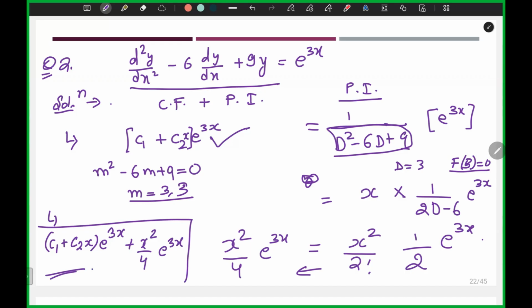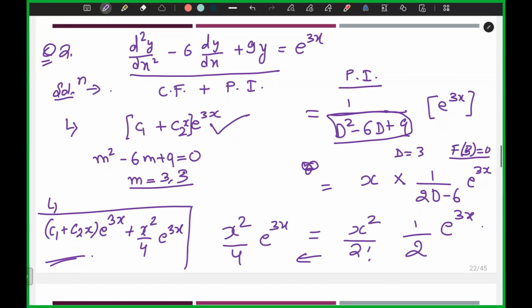So this part is clear to everyone. Sir, my particular integral is coming out as x square by 2 factorial into e to the power 3x. Extra half. I have already told you, no? If you are doing r times differentiation, then you have to put r factorial in the denominator as well. Here we are differentiating two times because the factor is repeated two times. That is why the factorial is coming here.